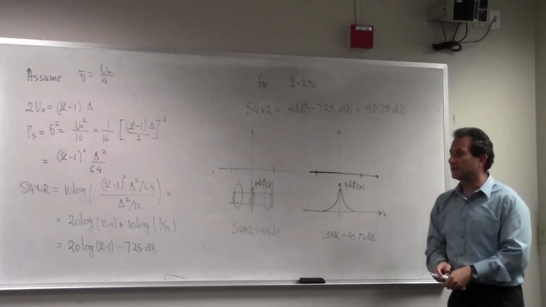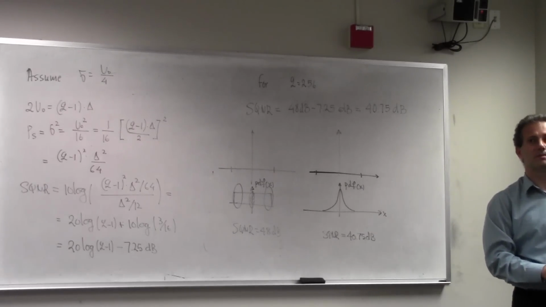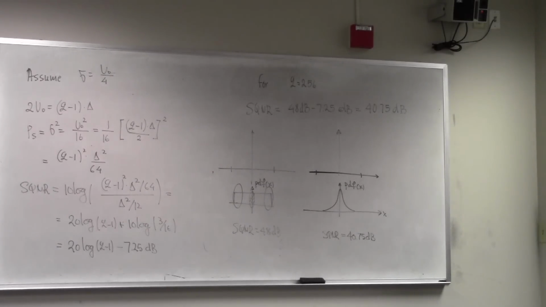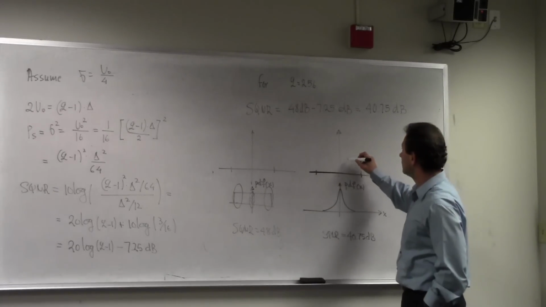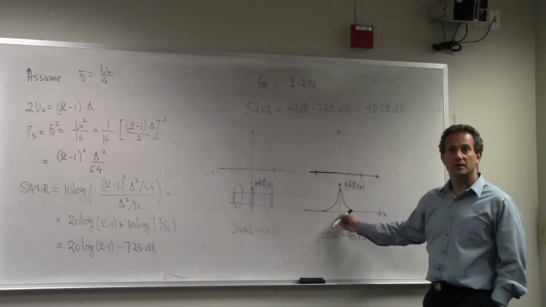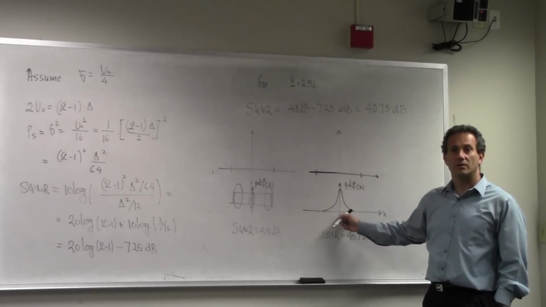How do we fight against this? Any ideas? Filters? Non-uniform. Go ahead. But don't we want a large SQNR? Yeah, the larger the better. So the one on the right is worse. Yes, worse. This uniform quantizer for this signal is very bad, right?